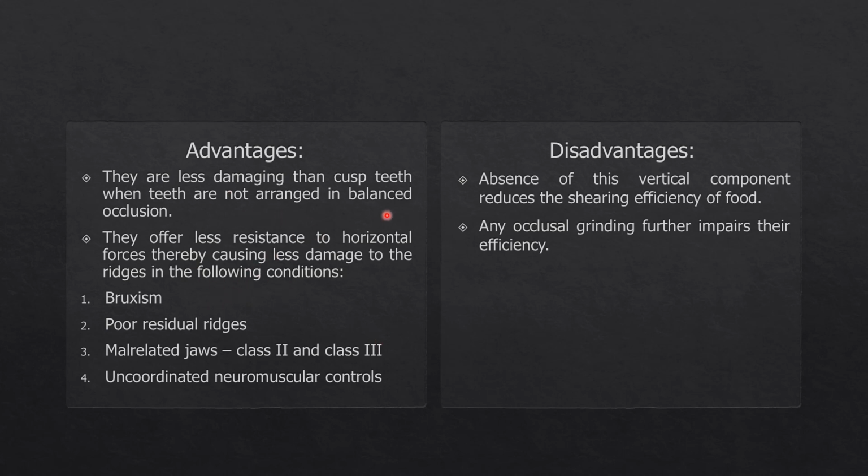But the main disadvantage is, since we do not have any cusp, the shearing or masticatory efficiency is reduced in such patients. The patient has to put more effort to grind the food. This is the major drawback of non-anatomic teeth. Of course, they are also not too aesthetic.